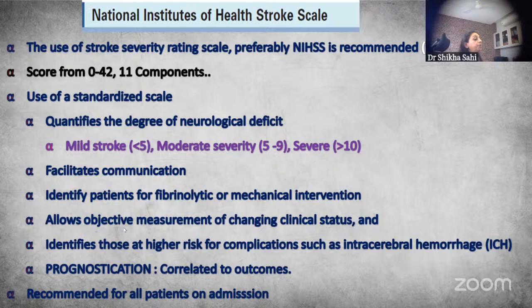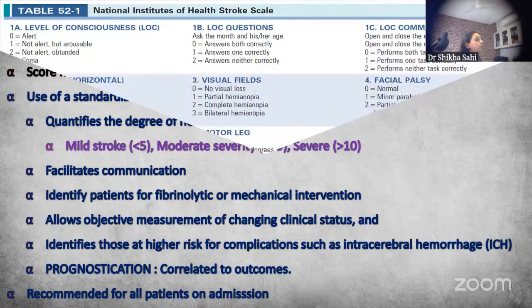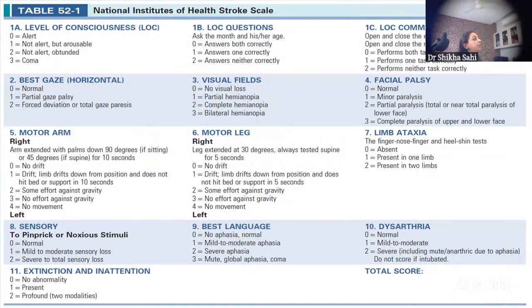It will allow objective assessment of the change in the clinical status of the patient, and it will identify those at higher risk for complications, which is intracranial hemorrhage. It will help in prognostication of the patient as it is correlated to outcomes, and that is why it is recommended for all patients on admission. So these are the components of the NIHSS score.